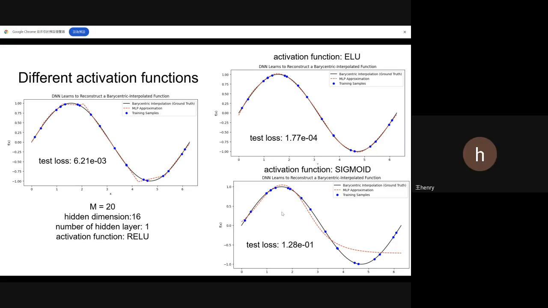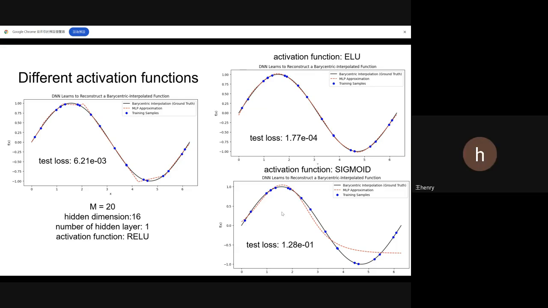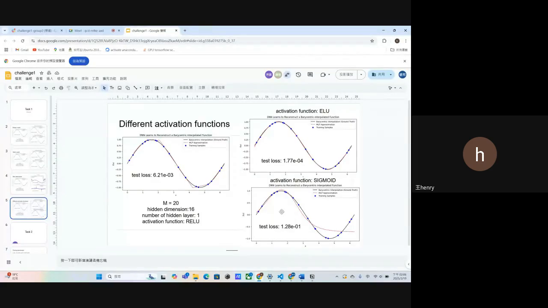So should I add more layers to fix this issue? Yeah, if you add more layers, it should be easier. Okay, thank you. Go ahead. And this is the end of our introduction for test 1. Now the other teammate will explain test 2.